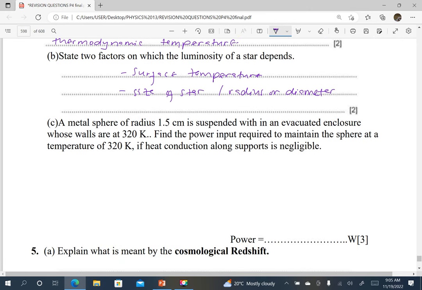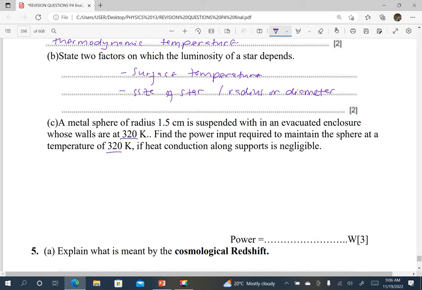A metal sphere of radius 1.5 centimeters is suspended within a vacuum, an evacuated enclosure whose walls are at 320 Kelvin. Find the power input required to maintain the sphere at a temperature of 320 Kelvin. Heat conduction along supports is negligible. Remember, we want the power input, that is the luminosity.